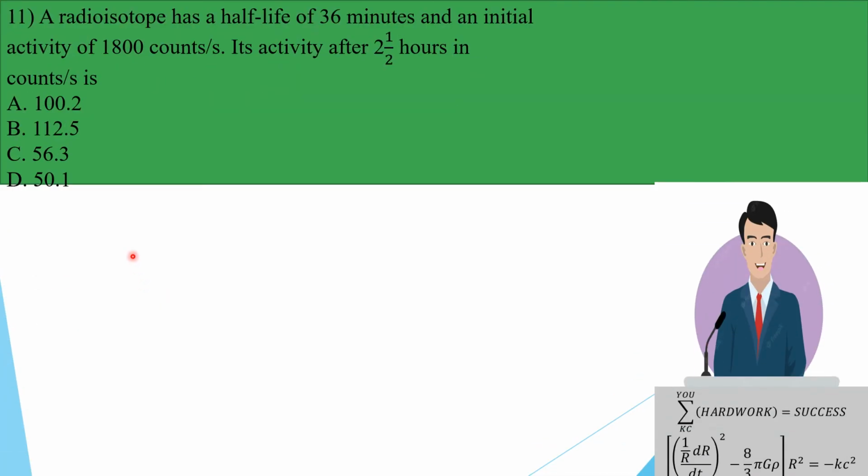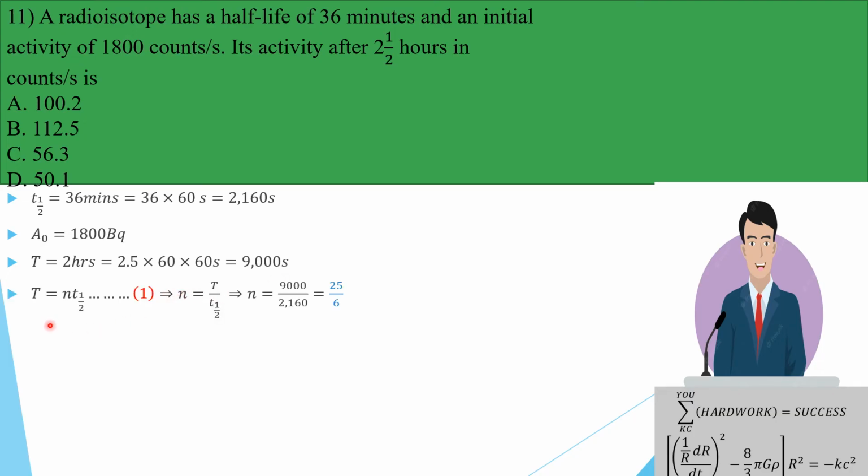The next question says that a radioisotope has a half-life of that, and an initial activity of that counts per second. Its activity after 2.5 hours in counts per second is. All right, so let's get the activity after this time. So the T half, we just want to write that in seconds, and then the initial activity is that. Our total time is 2.5 hours. Sorry, it's not 2 hours, it's 2.5 hours, but I've corrected it here. So we have 2.5 times 60 times 60 in seconds, so that's 9,000 seconds.